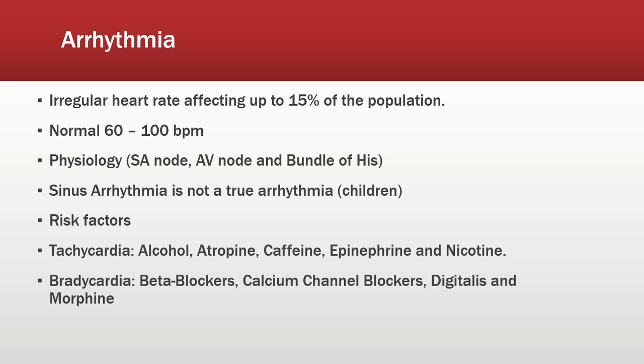Now, the SA node is the controller of the heart. It sends the information. It gives the order for the heart rate to start. Sinus arrhythmia is not a true arrhythmia. Now, tachycardia, there are some risk factors for it: atropine, alcohol, caffeine, epinephrine, nicotine. All of those will cause increased heart rate.